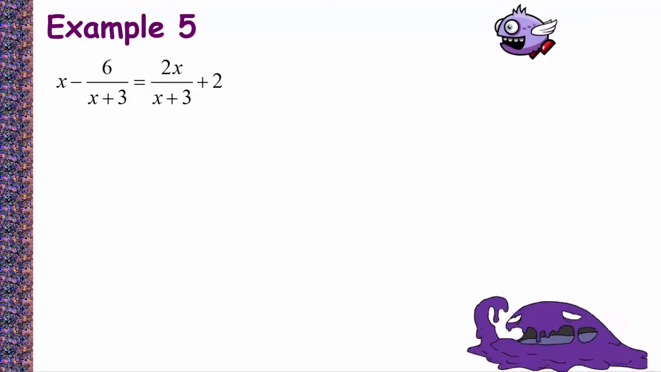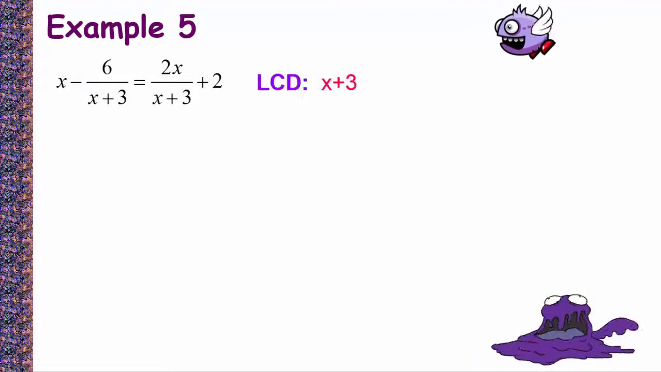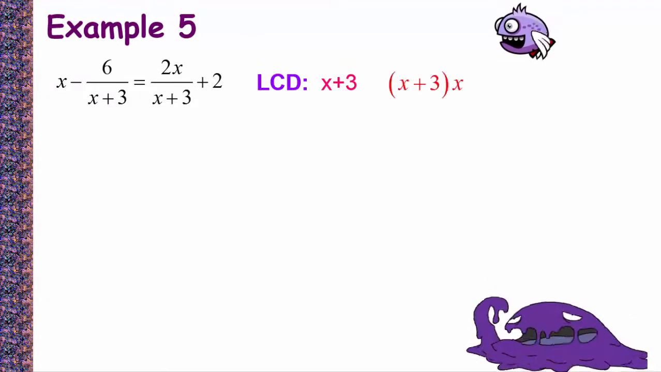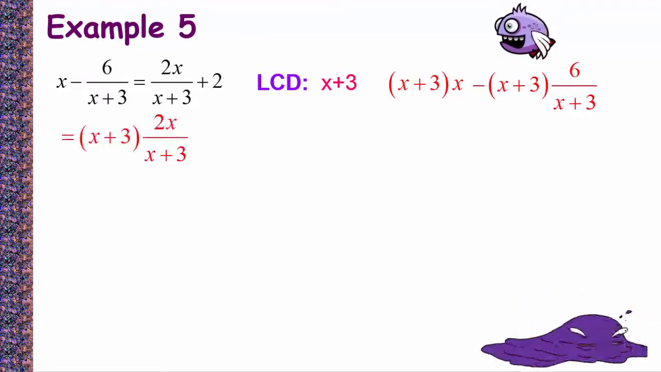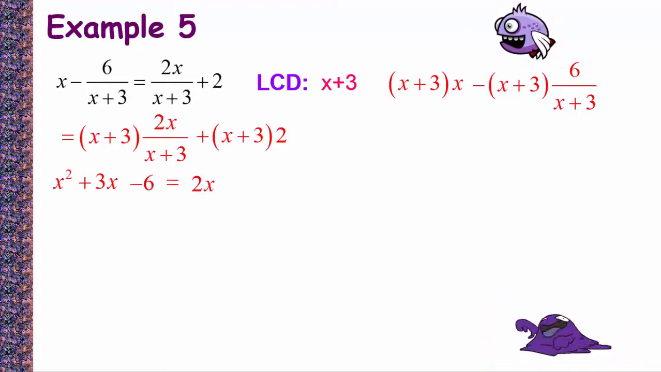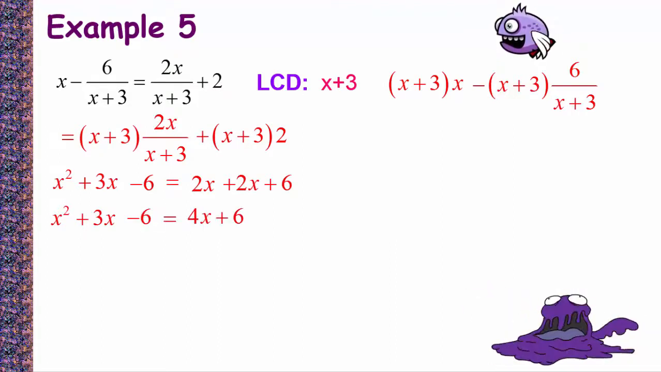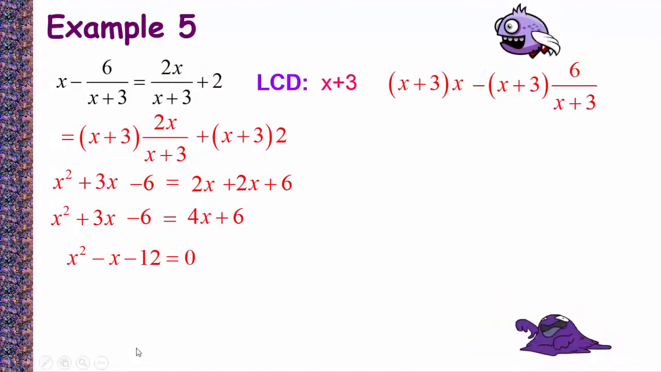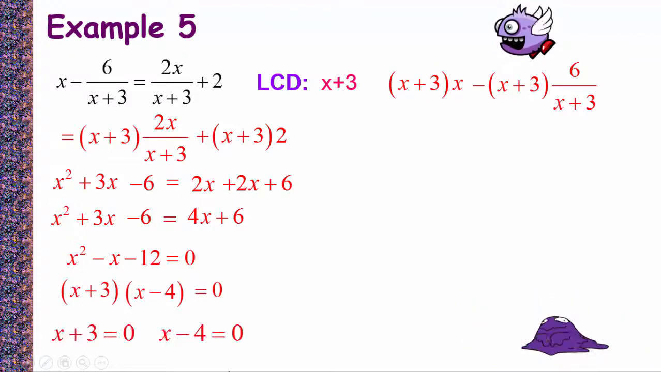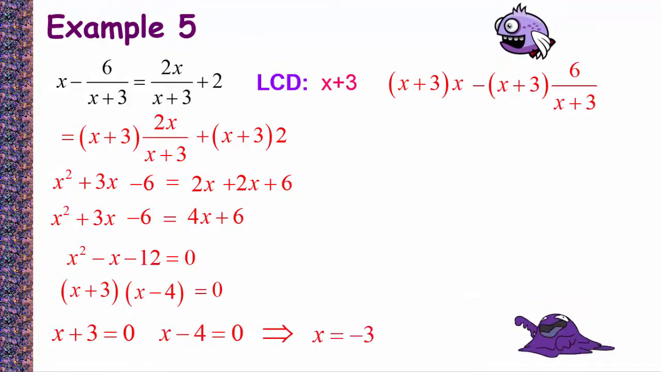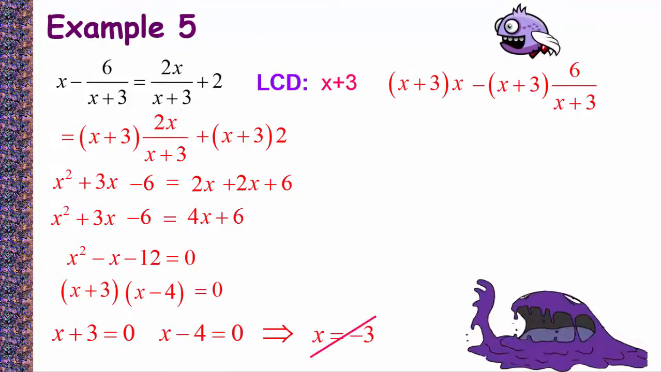Reviewing what we just did on the whiteboard for example number 5, we found that the lowest common denominator for this one is x plus 3. And we use this to clear the denominator and get a regular algebraic equation that we can solve. And we set the equation equal to 0 because we must have it in standard form, and we factored it. We set each factor equal to 0 and found that one of the factors is equal to negative 3 and the other factor is equal to 4.